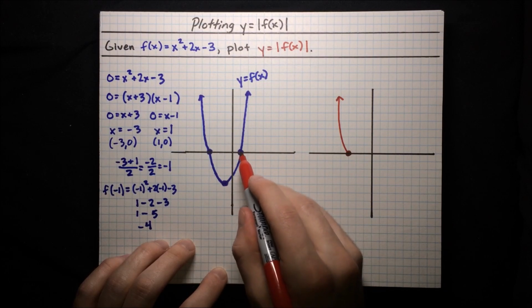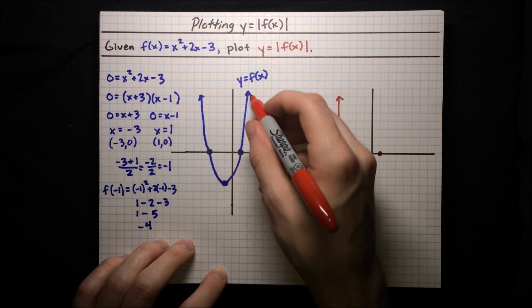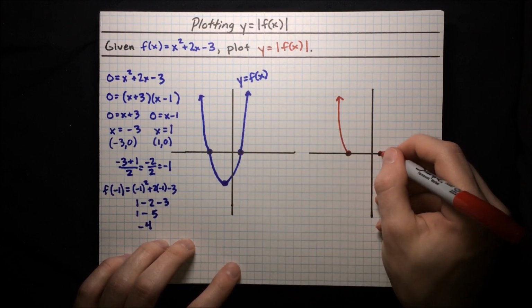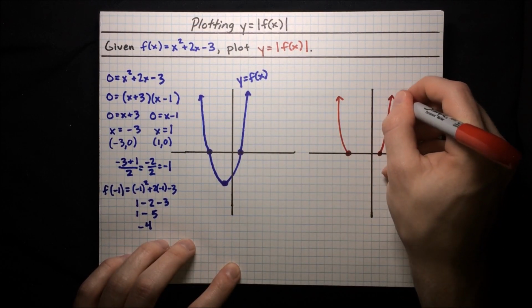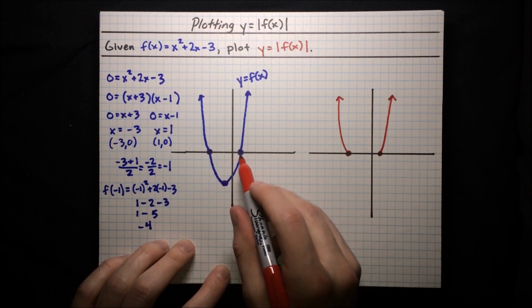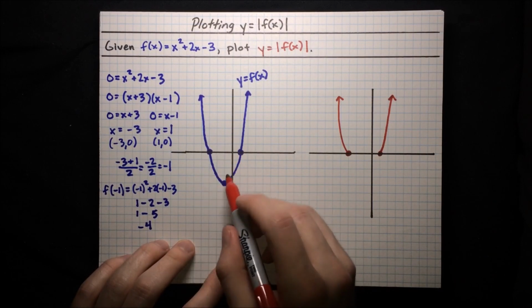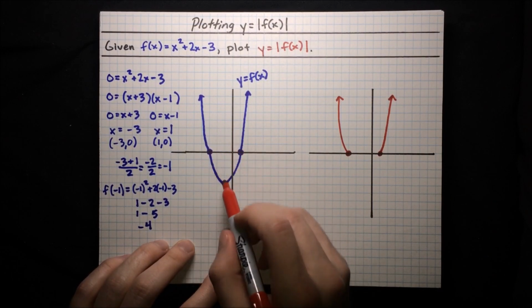But the next section is after the second root. Second root is here, and then after that, to the right of that, all the y values are positive, so that stays the same. Okay, and now what happens in the middle? Well, all of the y values are reflected over because they're negative. They're reflected over the x-axis to take their positive values, absolute value.